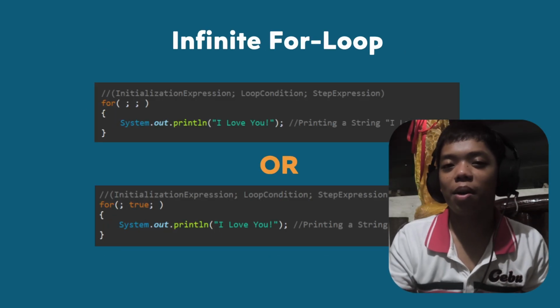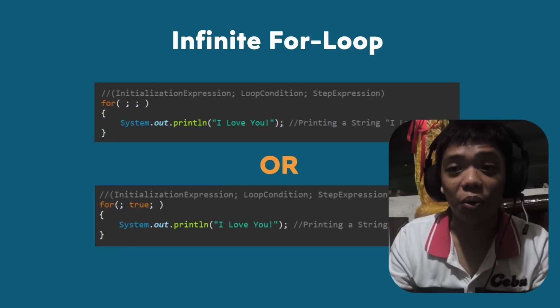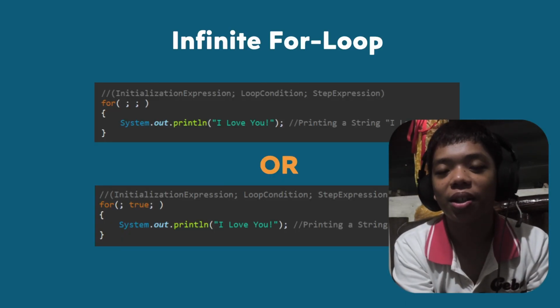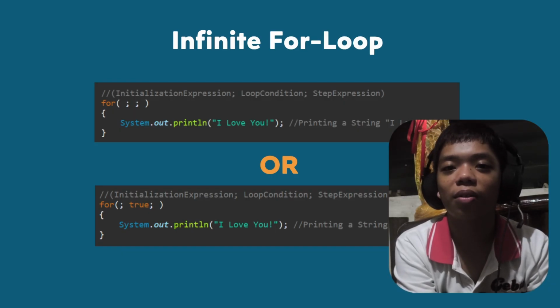We have been talking about the infinite loop. What about the infinite loop of a for loop? If we leave everything, or the three parts of the for loop, empty, that means it will run infinitely.